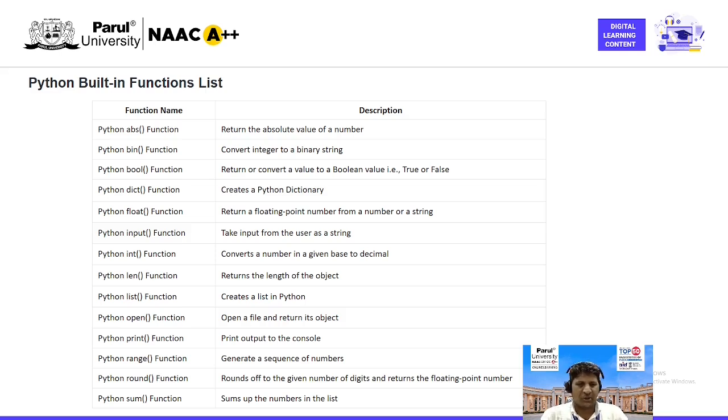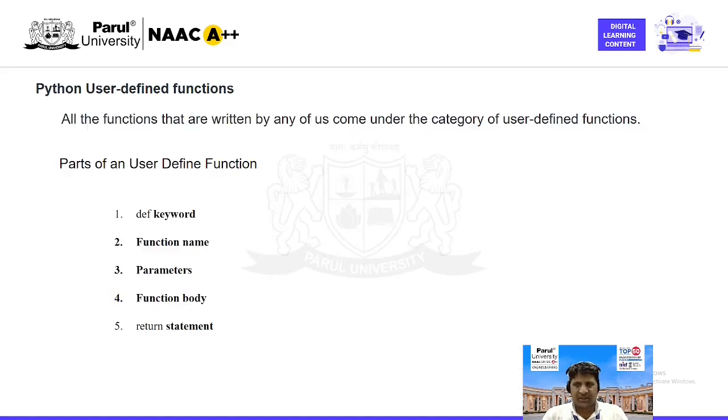Suppose you have a list of 10 numbers or 20 numbers, and you want to perform the sum of all the numbers present in the list, then you can use the sum function, which is a built-in function. The next, second type of function is user defined functions.